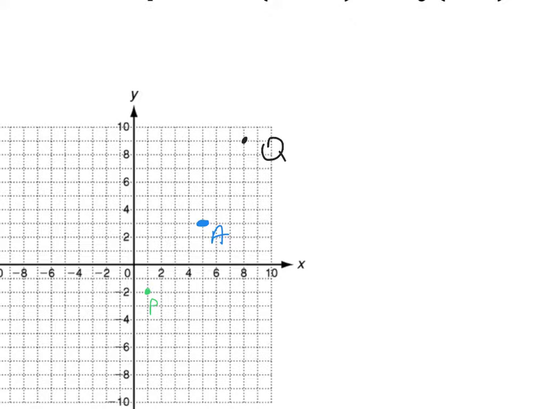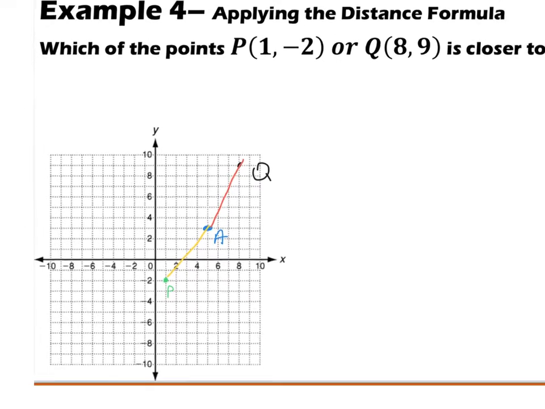I would do the distance formula. I need to know how far it is from P to A, and then I can compare it with how far it is from what? A to Q. So we're going to do the distance formula how many times? Twice. So let's get that set up.